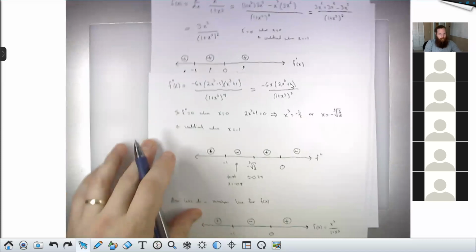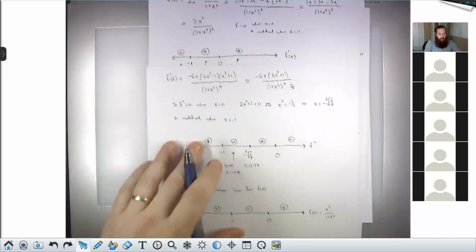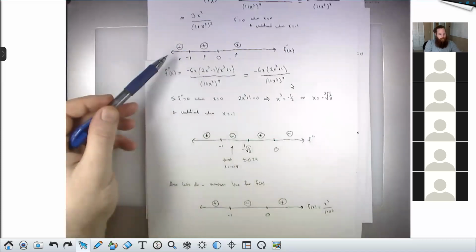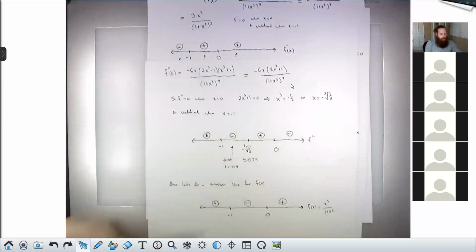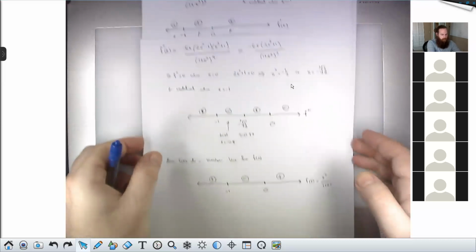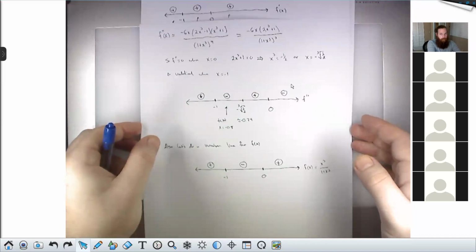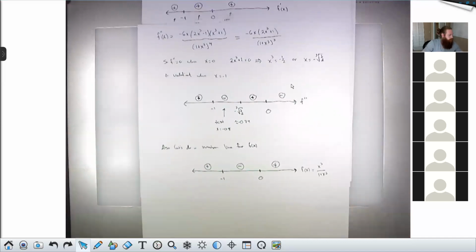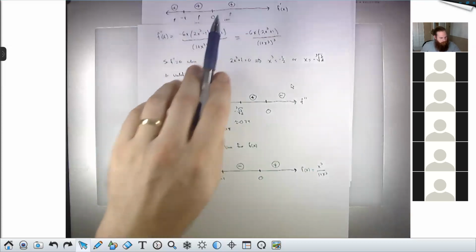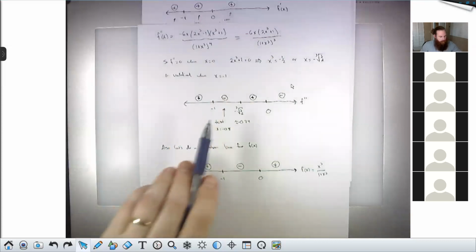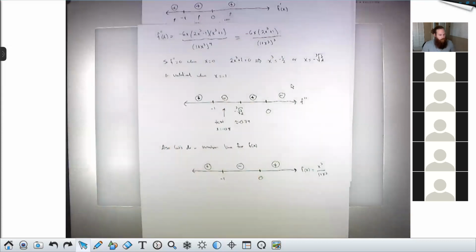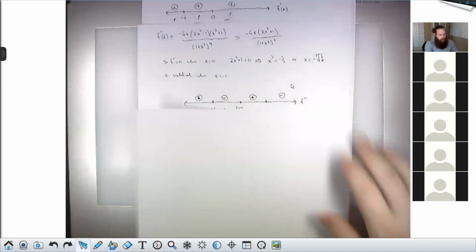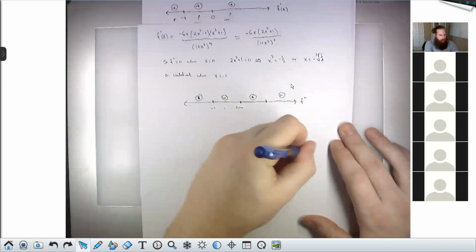Zoom out a little. Yeah, okay. So here you see the f prime line, the f double prime line, and the f line. Let's try to summarize. So I've got -1, 0, and the negative cubed root of 1/2. That's what's going to go on my summary.